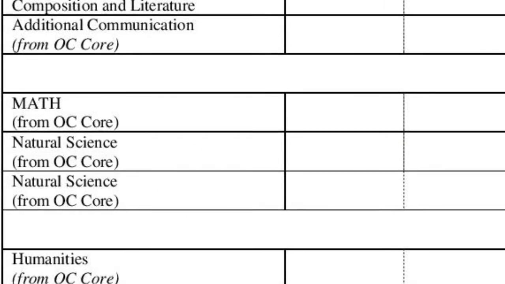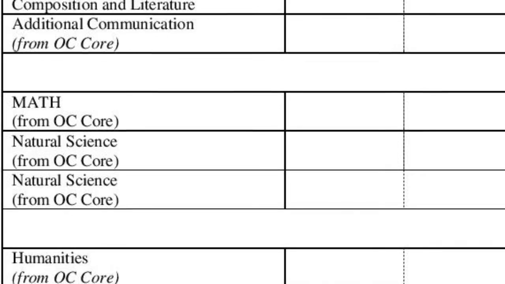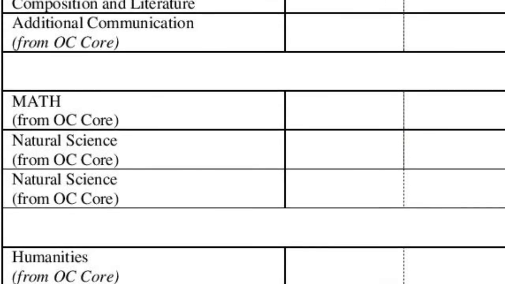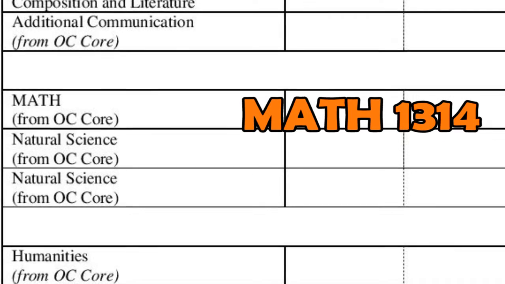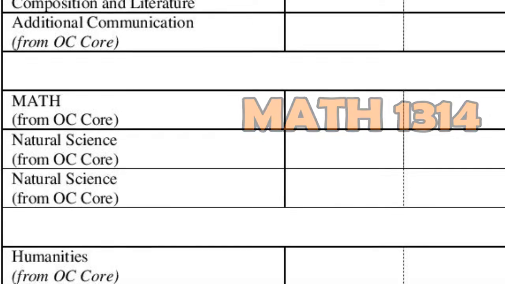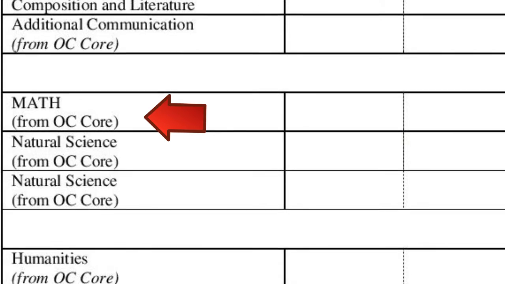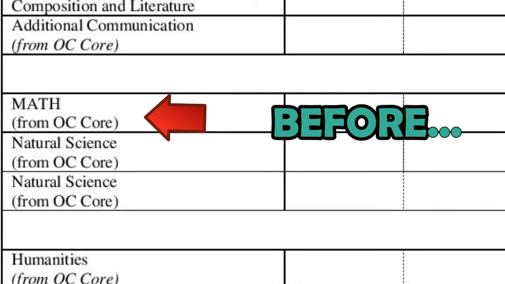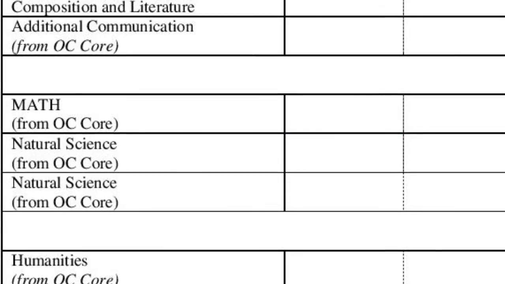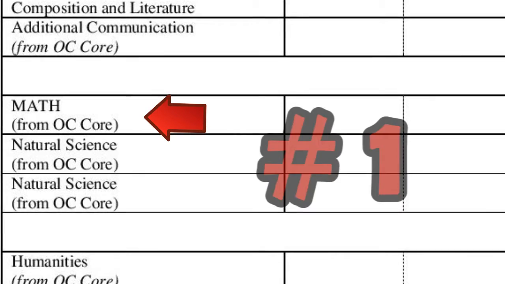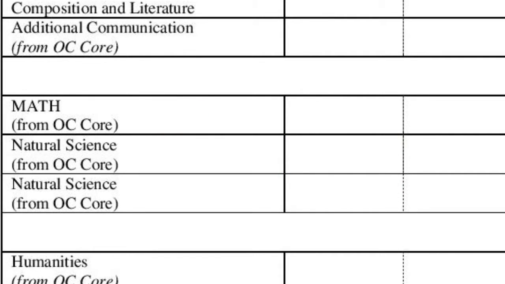There is an important fact to remember when planning your course schedule. You are required to take Math 1314, College Algebra, or if you've placed higher than College Algebra, the math you placed into before you began your science classes. This means your math class is one of your first classes to take.